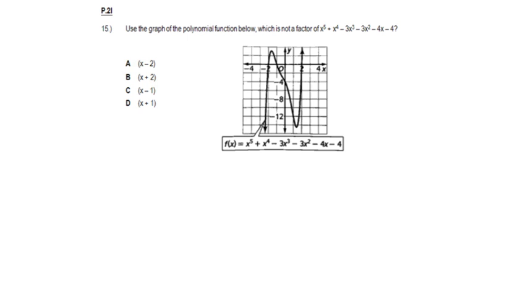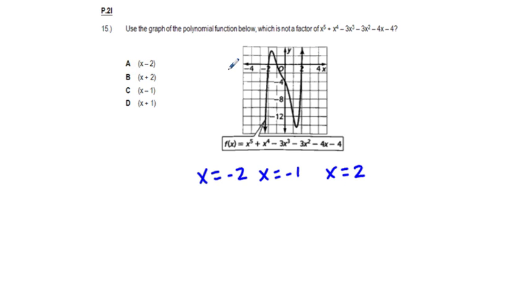Next, 15. Use the graph of the polynomial function below, which is not a factor of x to the fifth plus x to the fourth minus 3x cubed minus 3x squared minus 4x minus 4. And so our zeros are going to be, just looking at them, x equals negative 2, x equals negative 1, and another zero here at x equals 2.